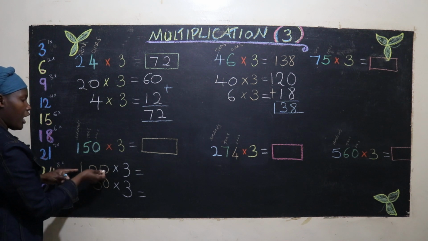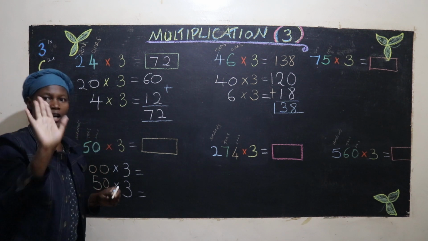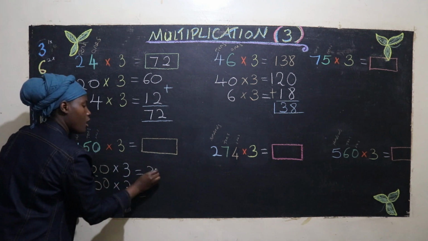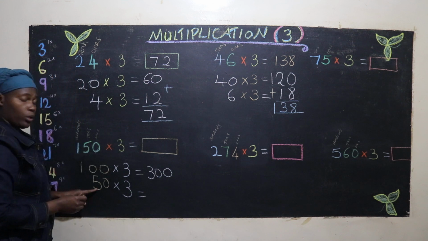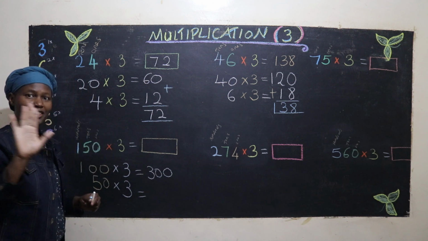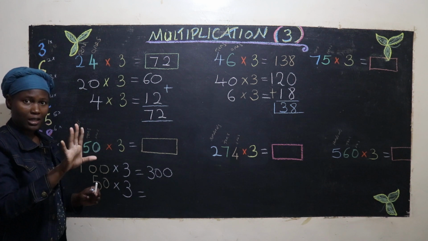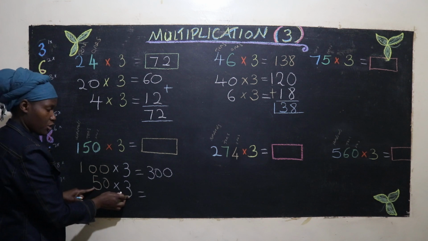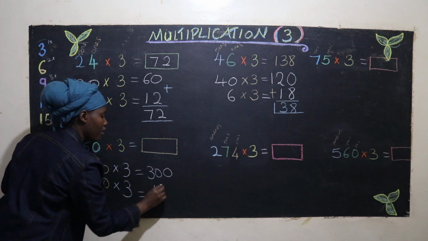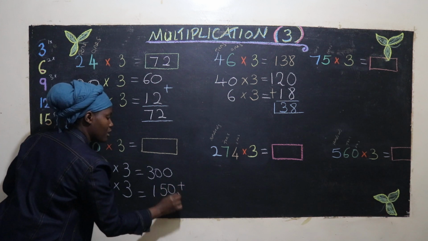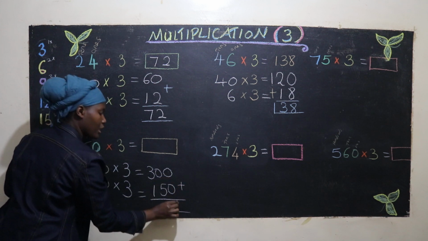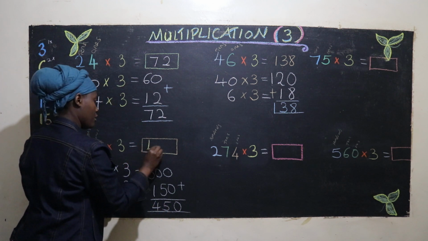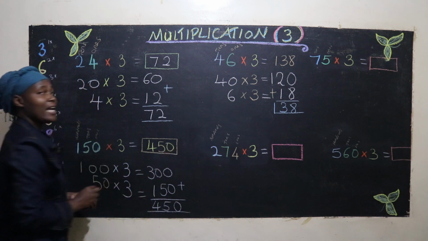we say 100 times 3. 100, 100 and 100. 100 3 times. We get 300. What about 50 times 3? 50, 50 and 50. 2 50s give us 100 plus a 50. 150. Or you say 5 times 3, 15, and you add a 0. You still have 150, whichever works for you. When we add, we get 0, 5, and 4. And that is 450.